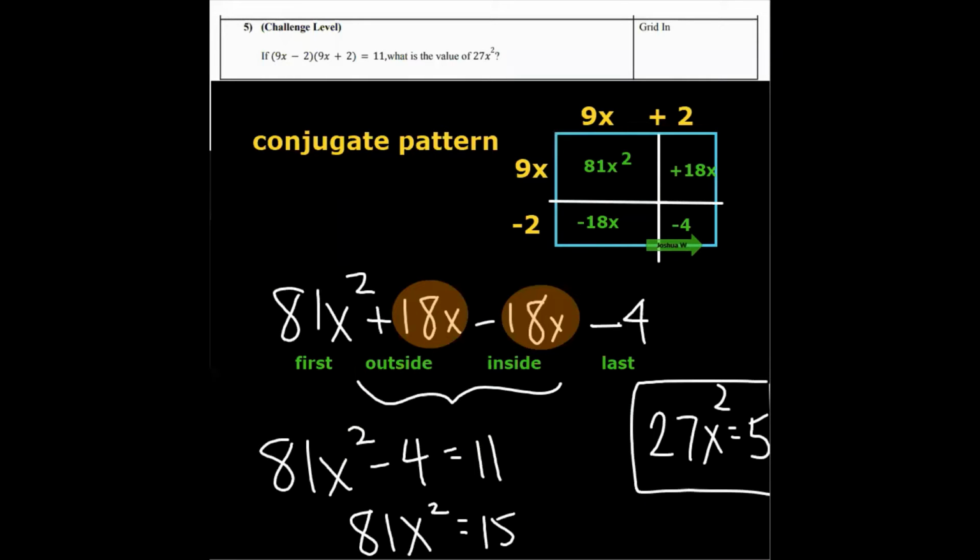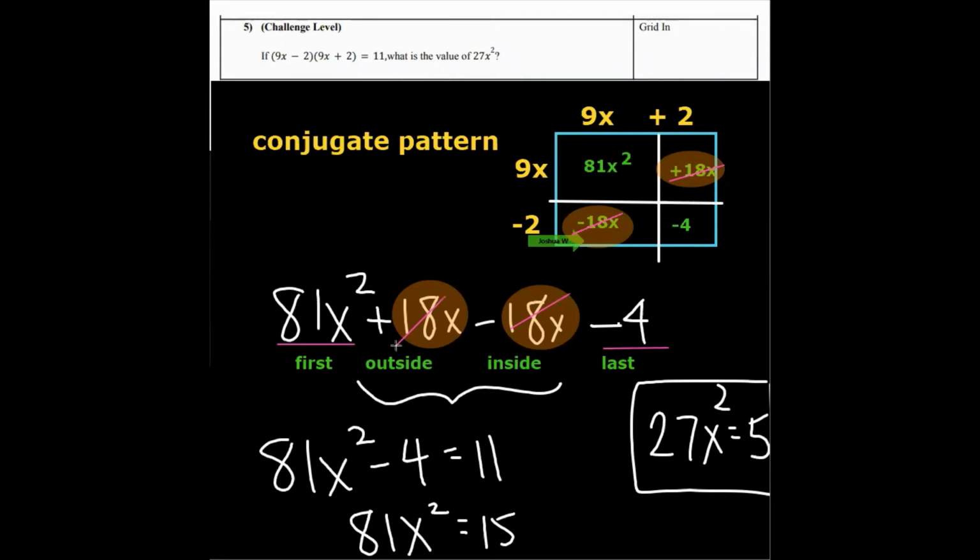Because it's a conjugate pattern, we can see here, just be careful when you add these together, that these two are additive inverses, so they cancel each other. That's always true with the conjugate pattern. We don't get a middle term. So now we have the first term, 81x squared minus 4, because these drop out. And we have 81x squared minus 4 equals 11. Okay, add 4 to both sides.